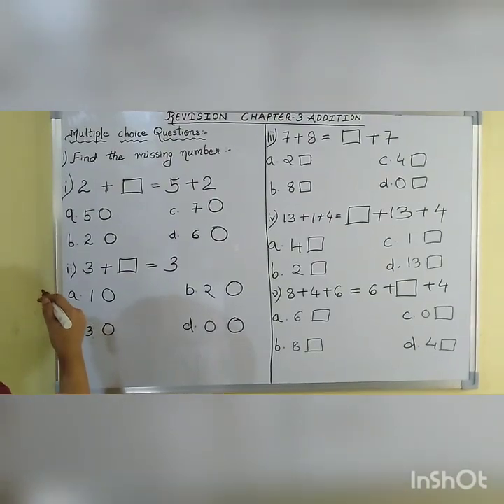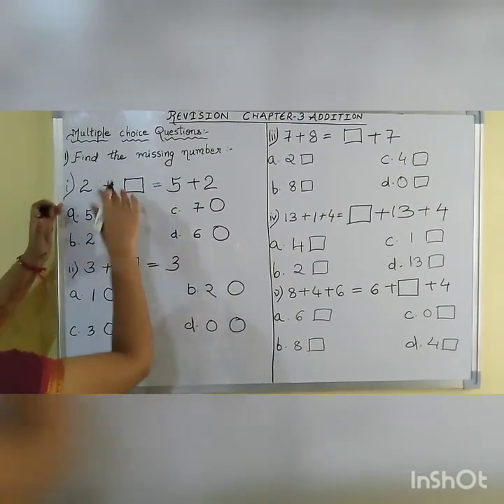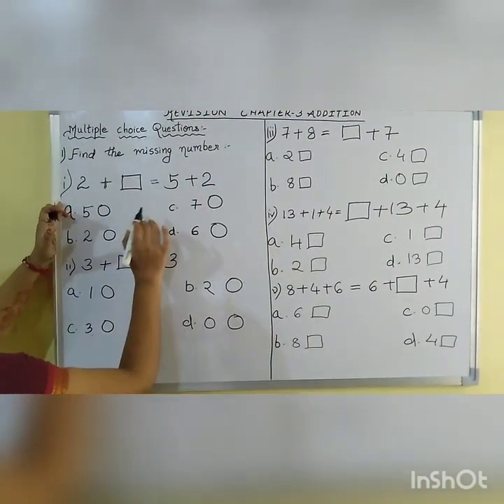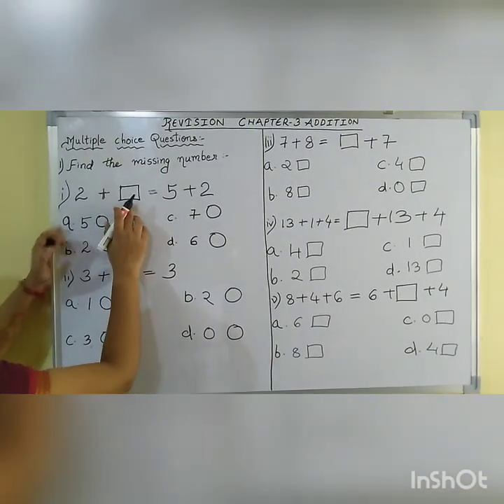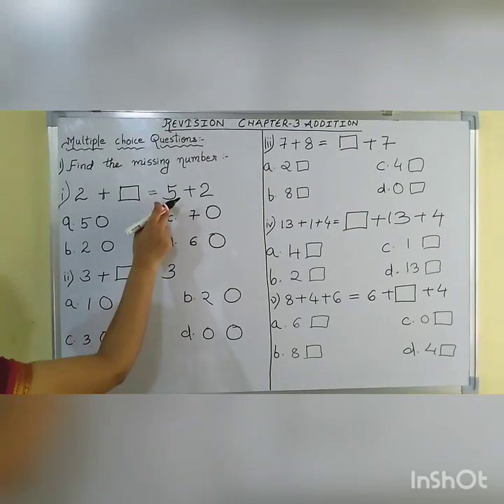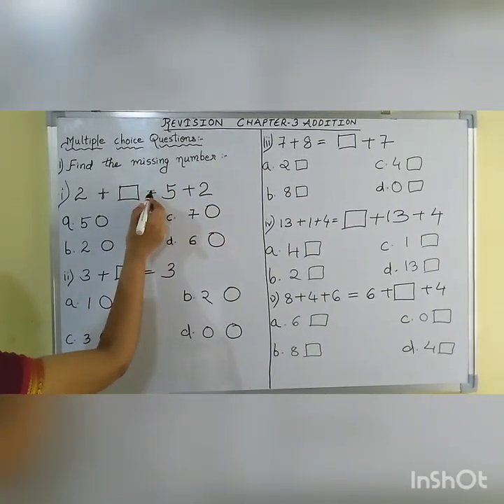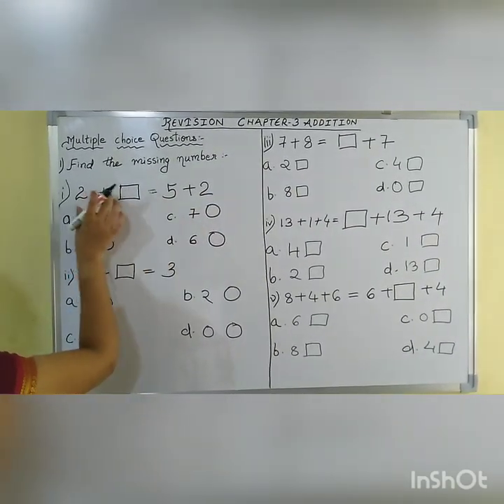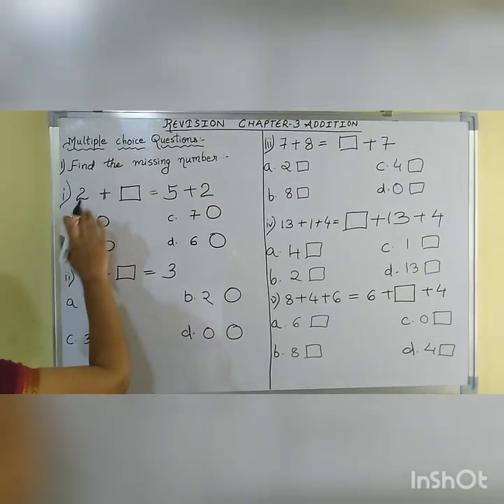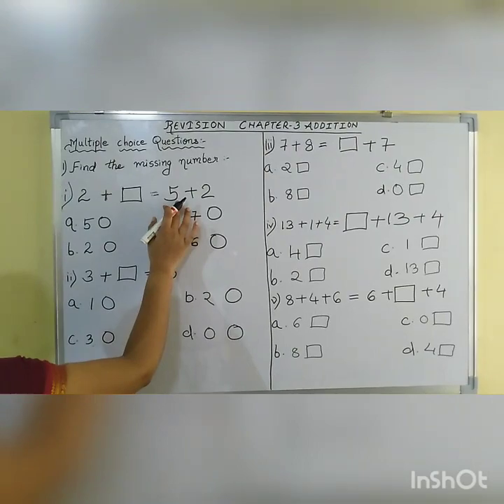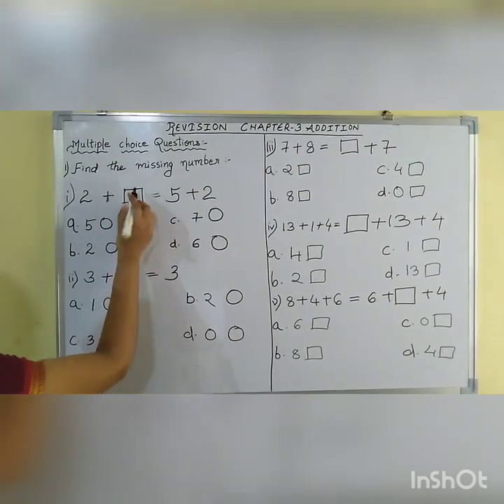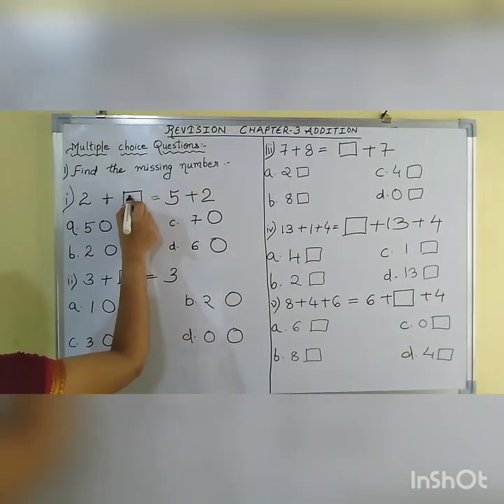Can you tell me? 2 is here, and again on the second side 2 is here. Okay. But here one number is missing and here 5 is there. So what will be coming in the box here? 5. It should be balanced. Equal sign means that both the sides should be balanced. Here 2 is there, then second also 2 is there. But 5 is absent in the first. So we'll write down 5 as our answer.